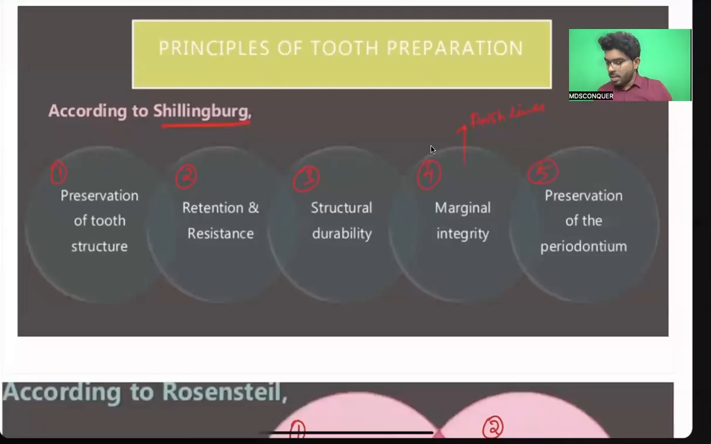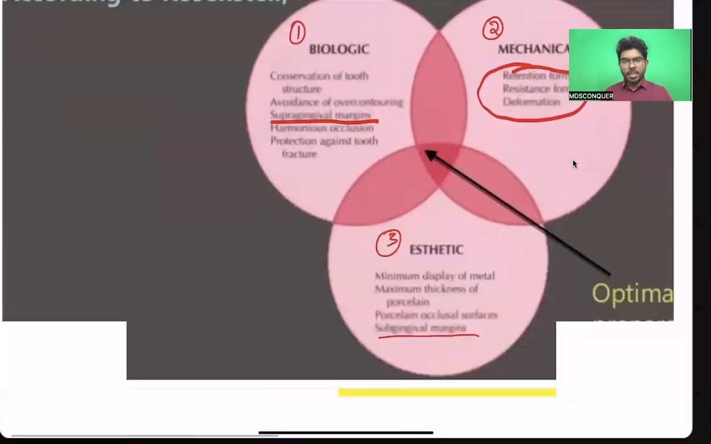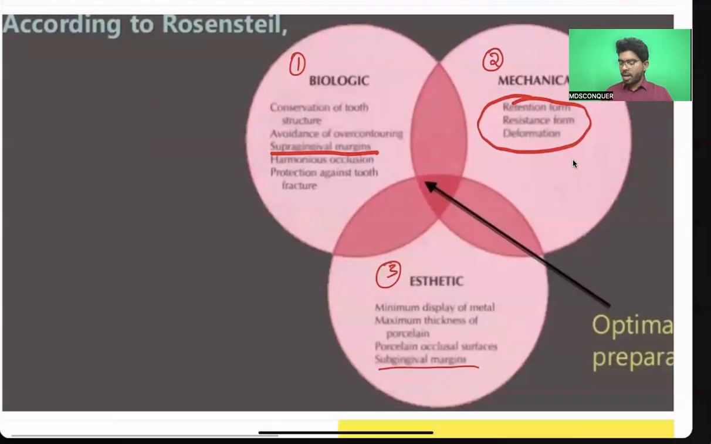Okay, right. So according to Schellenberg, there are five: preservation of tooth structure, retention, resistance form, structural durability, marginal integrity, and preservation of the periodontium. And according to Rosenstiel, there are basically three types: biological concepts, mechanical concepts, and aesthetic concepts.